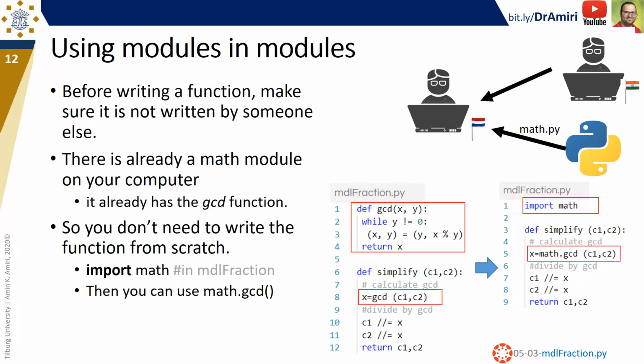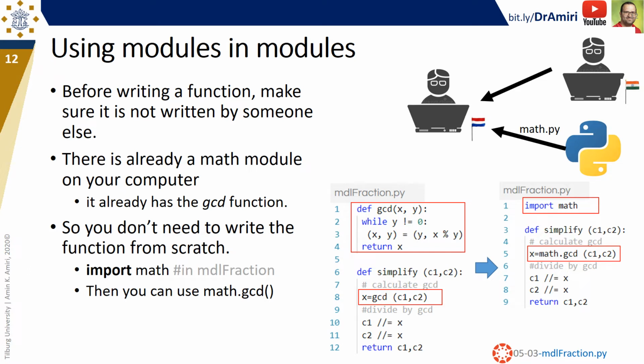That module is called math. So the Dutch programmer could easily sell math to the American programmer without even trying to create a function from scratch. So keep in mind that you don't always need to write functions from scratch. You can easily use import, for example, in this case, import math in your function.